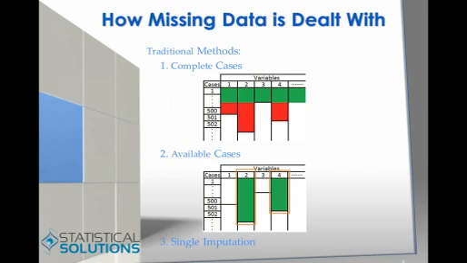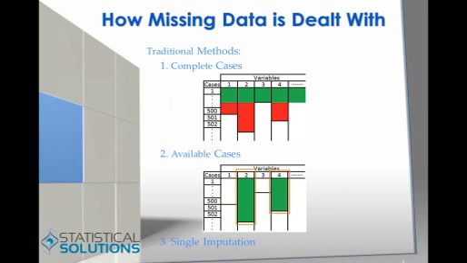Another method was available case analysis, where you'd select out the variables that you want to run your analysis on or run your model on, and you just use that data. The pitfall with that is that you're not comparing like with like, or using different sample sizes, etc., and it gets quite messy. Another method that I just want to touch on is single imputation.